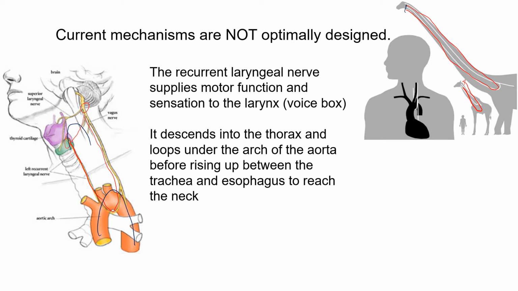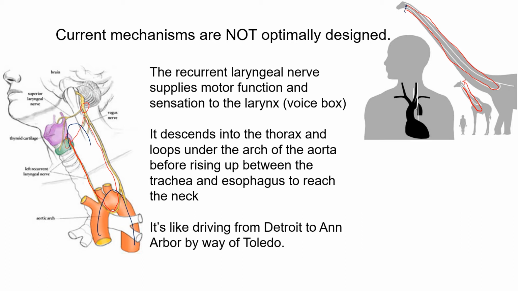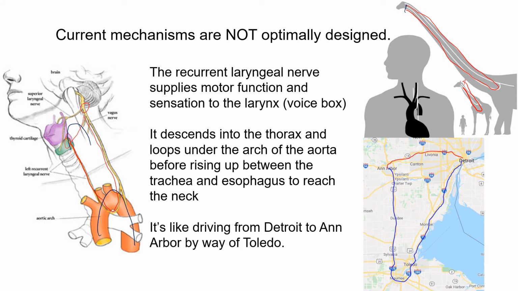The way I equate this is it's like driving from Detroit to Ann Arbor by way of Toledo. So you see the red line is Detroit to Ann Arbor, but instead going down through Toledo first. And again, why is this occurring? It's occurring because there wasn't a variant that existed where it was beneficial enough to be selected for.